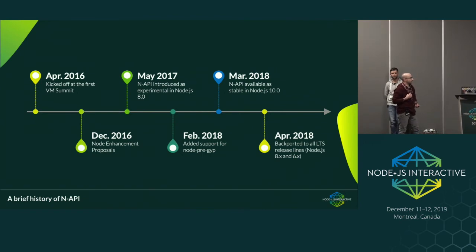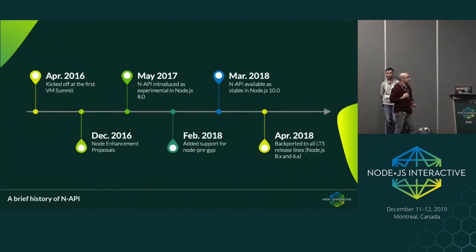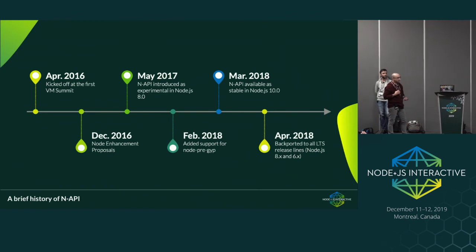N-API was kicked off for the first time at the VM Summit in April 2016. In this summit, core collaborators discussed the VM support for Node.js, and N-API was identified as one of the core areas to improve the native add-on mechanism.